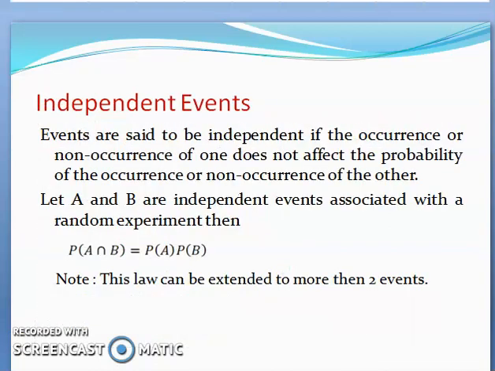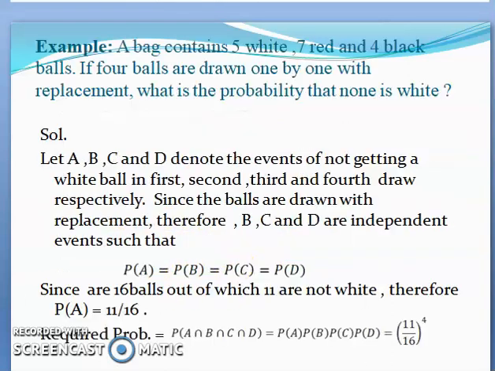Then come independent events. Events are said to be independent if the occurrence or non-occurrence of one does not affect the probability of occurrence or non-occurrence of the other. So let A and B be independent events associated with a random experiment, then probability of A intersection B equals P(A) into P(B). This law can be extended to more than two events also. Now an example related to independent events.